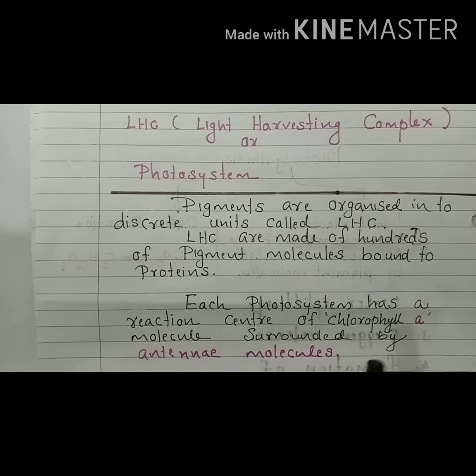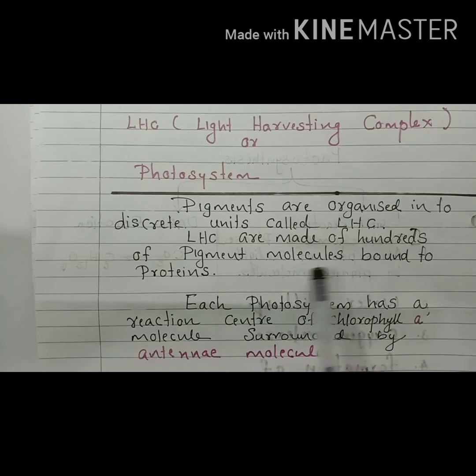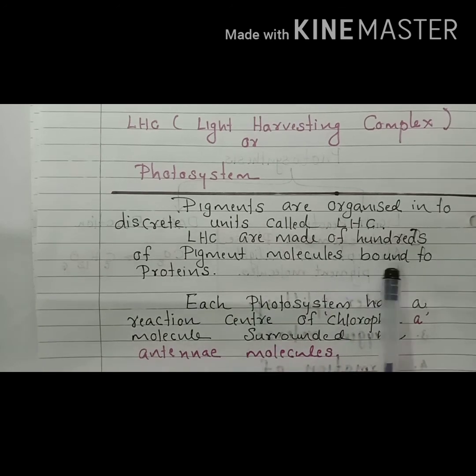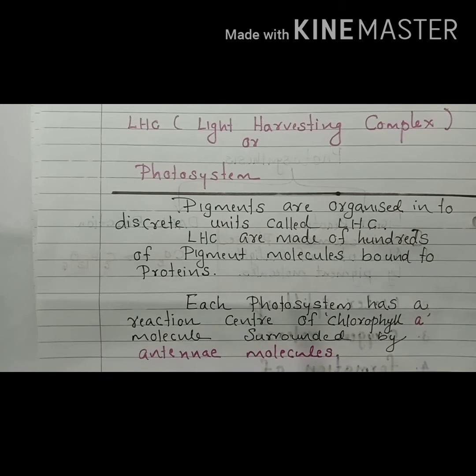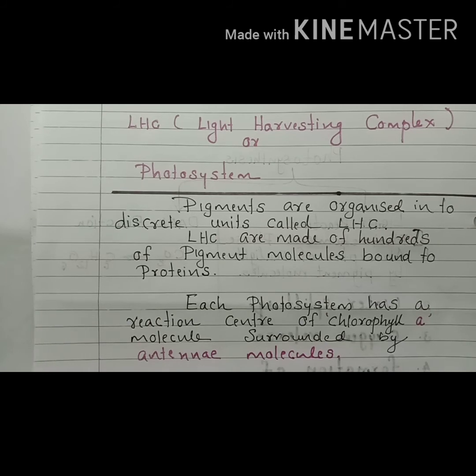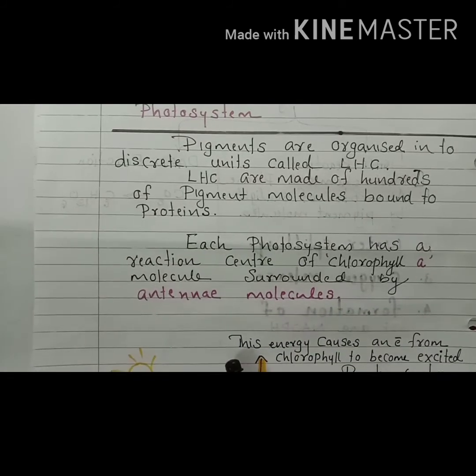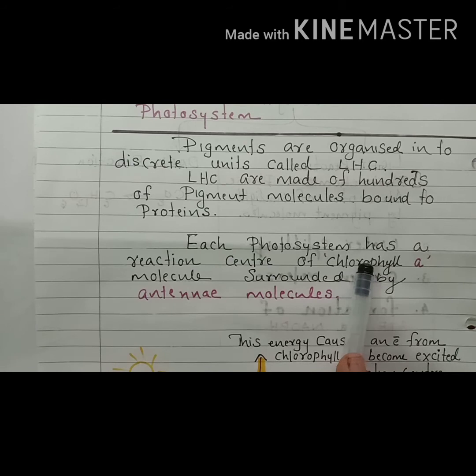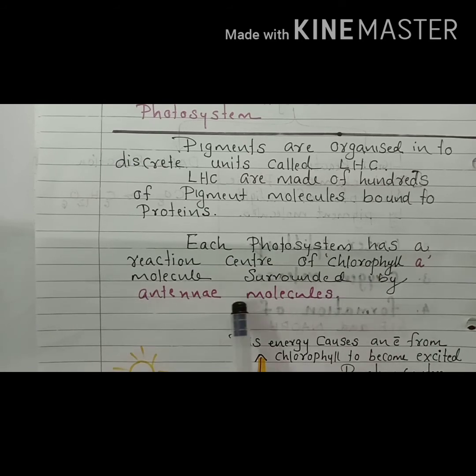These light harvesting complexes are made of hundreds of pigment molecules which are bound to proteins. Each photosystem consists of a reaction center made up of a chlorophyll A molecule, which is surrounded by different pigment molecules. They are collectively called antennae molecules.